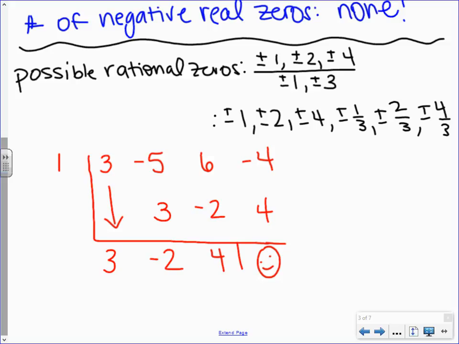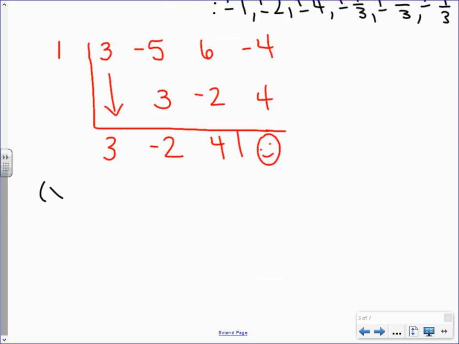Now, what are our possibilities for the other 2? They could both be positive, or they could both be imaginary. Okay? Once you get to a quadratic, do not use synthetic division again. Never, ever, ever. Okay? At this point, we have 3x squared minus 2x plus 4. First thing we should try to do is factor.